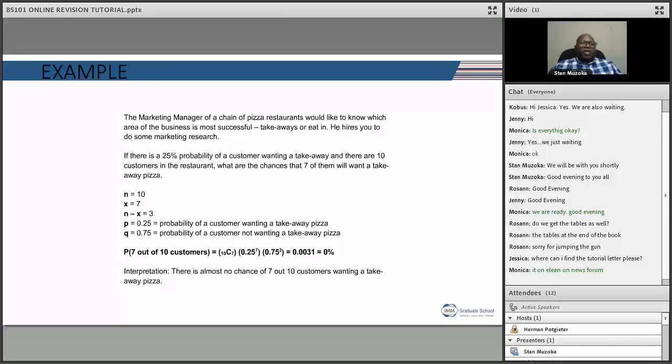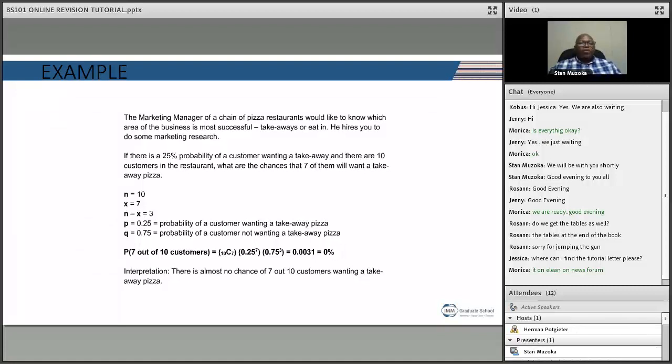Let's look at an example. The marketing manager of a chain of pizza restaurants would like to know which area of the business is more successful. Takeaways or eat-in? He hires you to do some marketing research. If there's a 25% probability of a customer wanting a takeaway and there are 10 customers in the restaurant, what are the chances that 7 of them will want a takeaway pizza? Good.